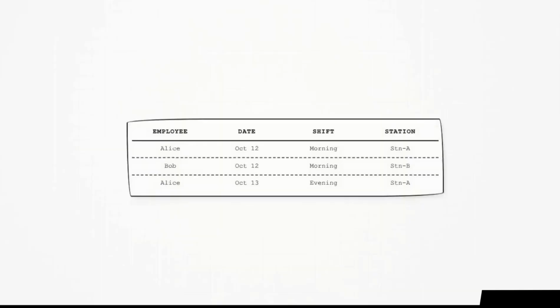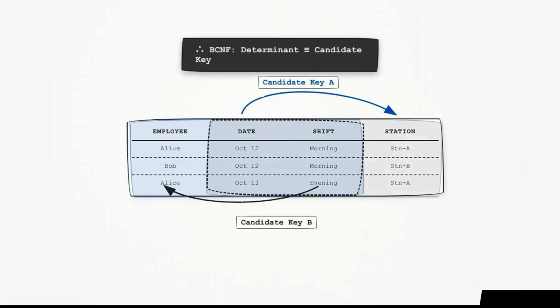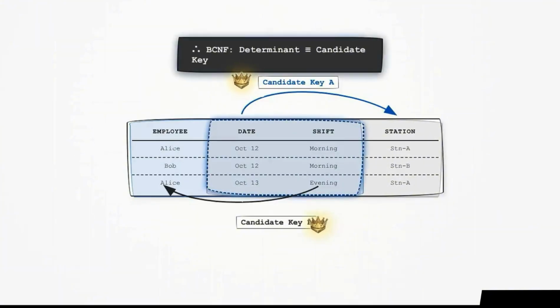Take an employee scheduling scenario where each employee works one station per shift. Here, the keys overlap. You can uniquely identify a row using the combination of employee, date, and shift, or by using date, shift, and station.